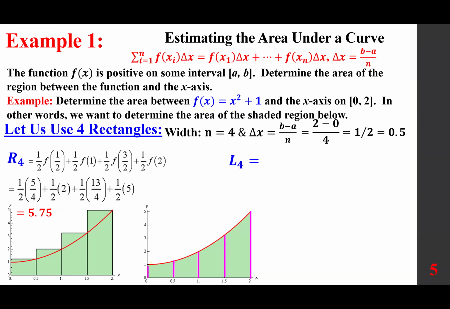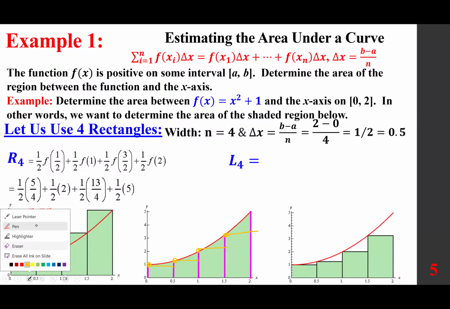So the left endpoints, this is the first one, second one, third one, fourth one, looking like that. And so this time, again, we have the same width, but the height for the first one would be f of 0, the second one f of 0.5, all the way to the end.